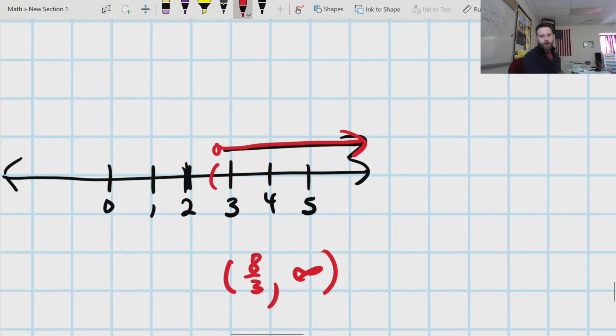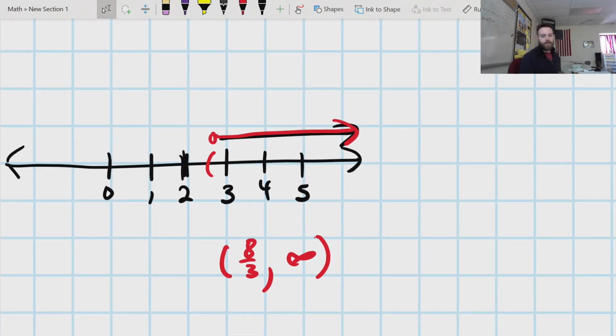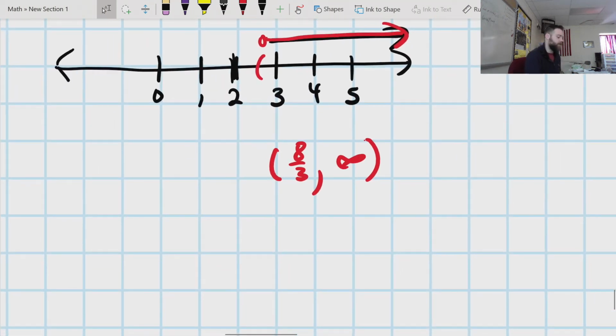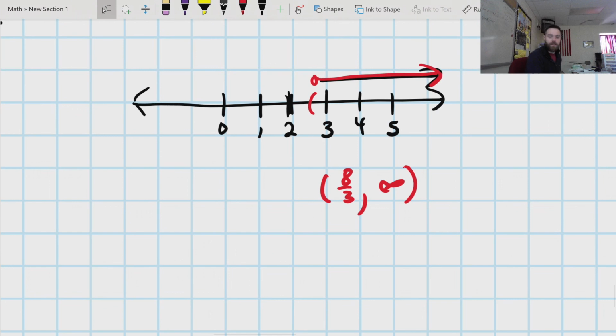And then the open circle tells you that that number is not included, so you're going to have a parenthesis around that number. So any number from 8/3, not inclusive, so any number greater than 8/3. If I pick 2.7, that would be greater than 8/3. All the way to positive infinity would work. And that's all I wanted to say, so I'm going to upload this, so hopefully this helps.